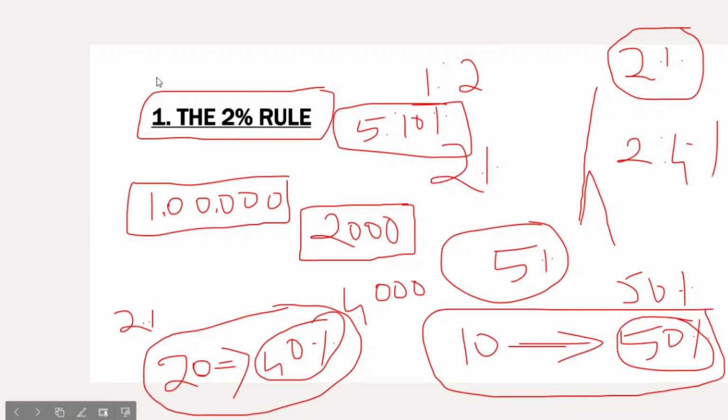So this is the first rule. You should only risk 2% of your capital. If you have 1 lakh, then you should risk 2%. That means 2000 rupees is your risk for that day. You will save your capital.